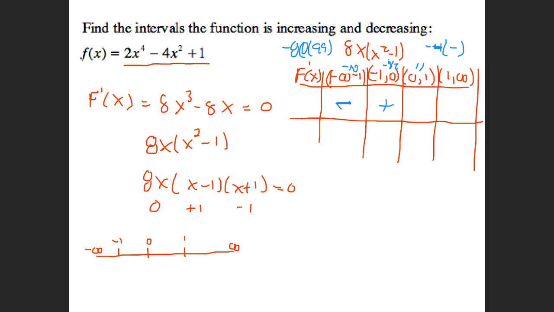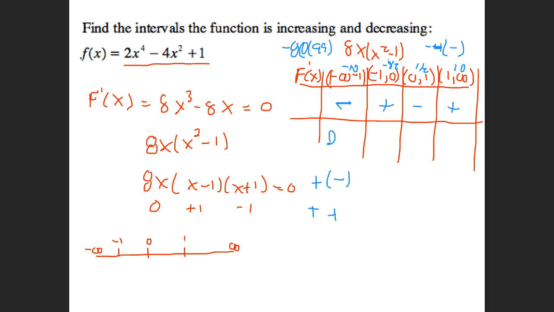So now I'm going to take positive 1/2. So 8 times positive 1/2 is positive. 1/2 squared minus 1, that's negative. Positive times negative is negative. Then let's take 10 here. If I put 10 in here, that gives me 80. That's positive. If I put 10 in here, 10 squared is 100 minus 1, that's positive. Positive times a positive is positive.